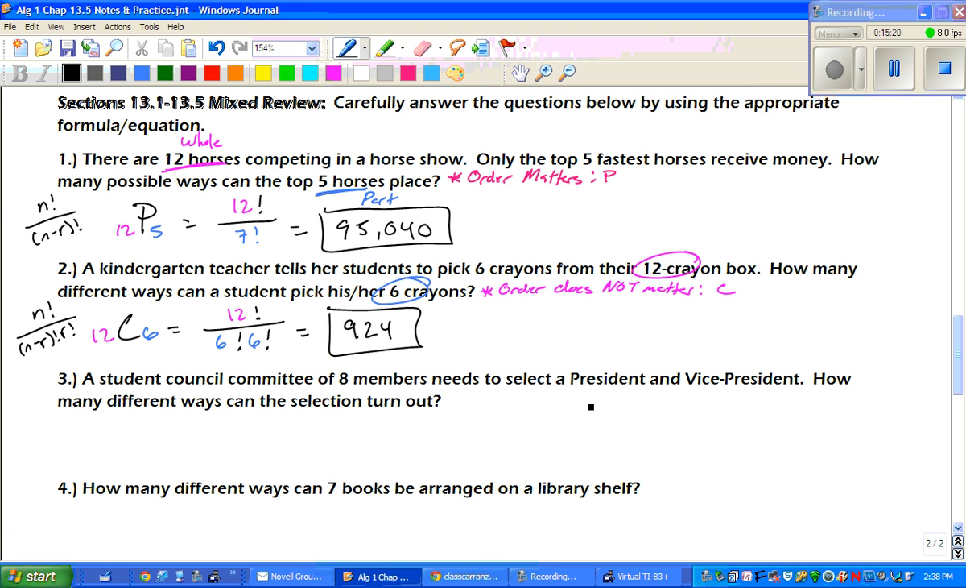A student council committee of 8 members needs to select a president, vice president. How many different ways can the selection turn out? Now, you need to decide if order matters or not. There's your whole group. Your partial group is going to be 2 because there's only 2 spots that it can be. So go ahead and pause the video and figure that one out by yourself.